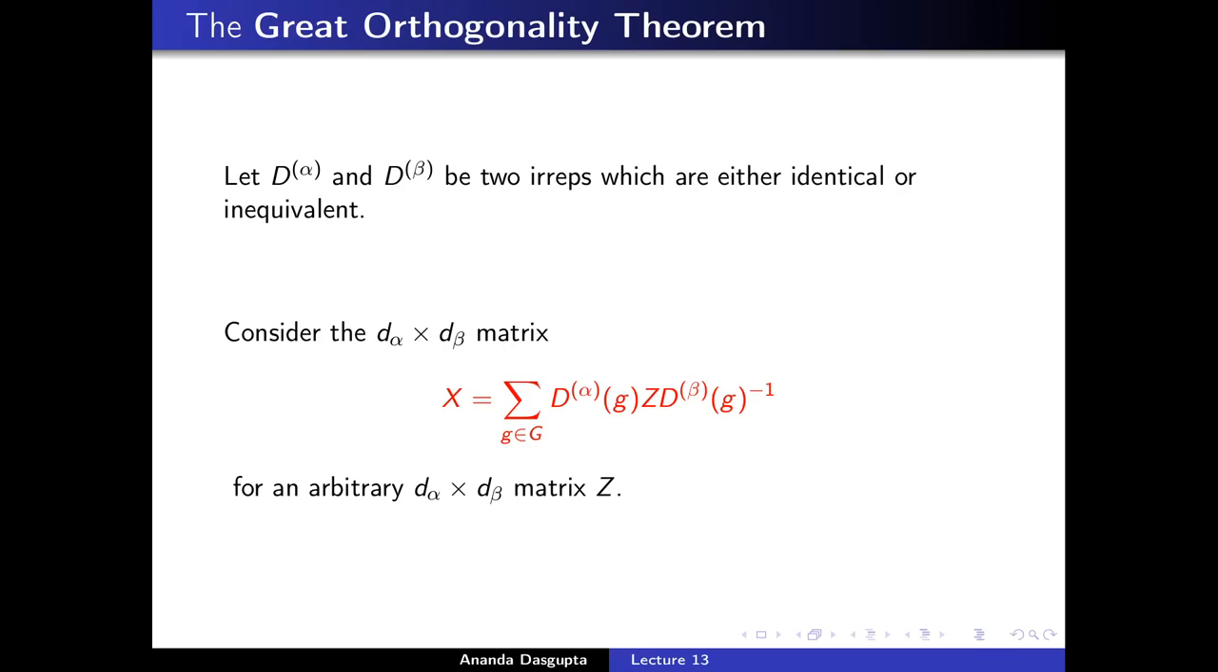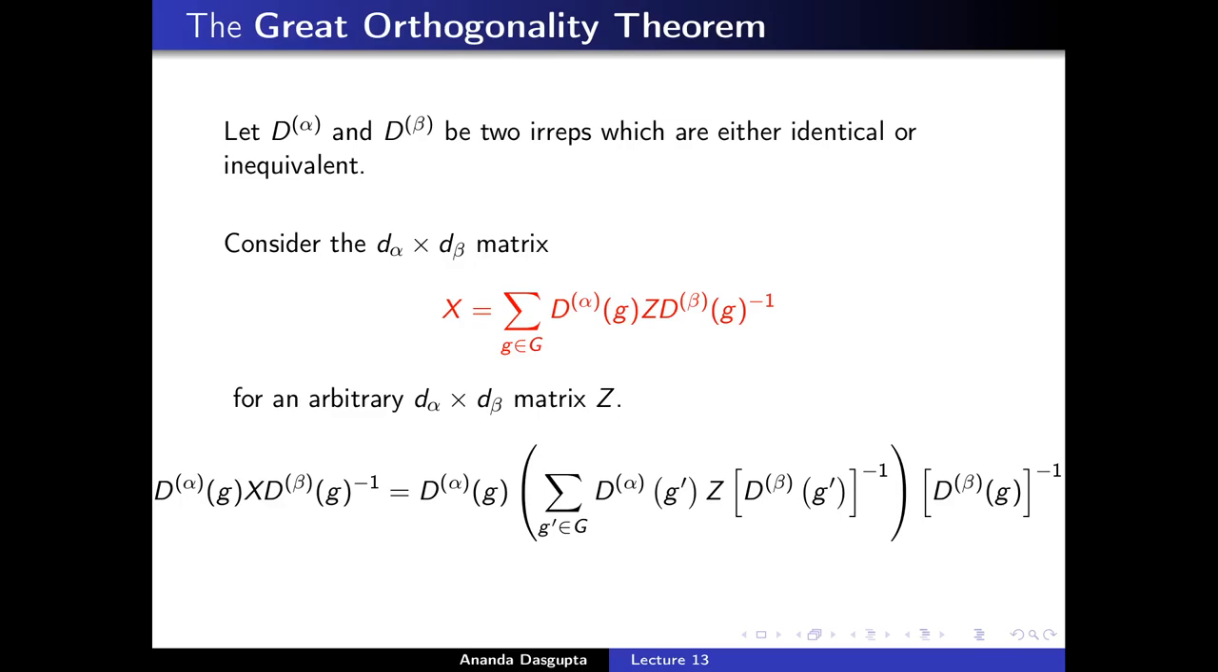In what follows, we are going to exploit this particular property of the sum by multiplying this quantity X on the left by D alpha of small g and on the right by D beta of small g inverse, where small g is a particular fixed element from capital G. Of course, when I do that, I need to change the summation index, so to speak, which was g in the original definition of X, to g prime. After all, this is a dummy index which just says that you have to add up over all elements of the group. So this is what we end up with.